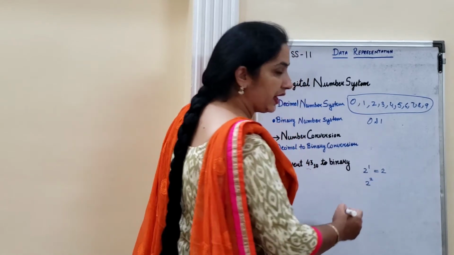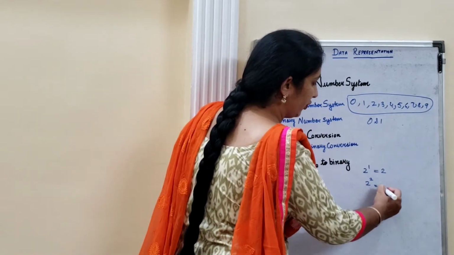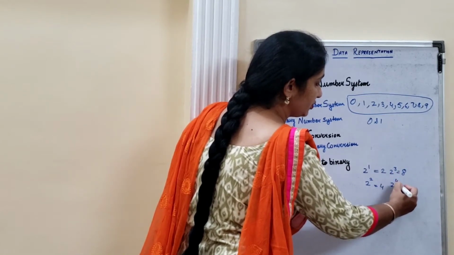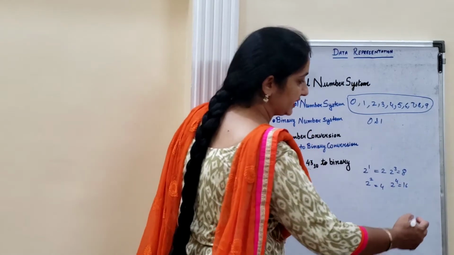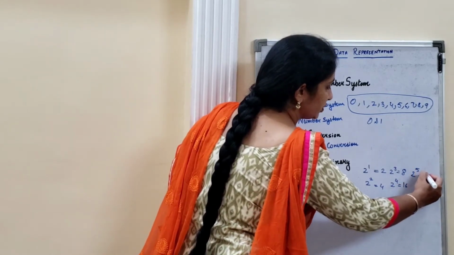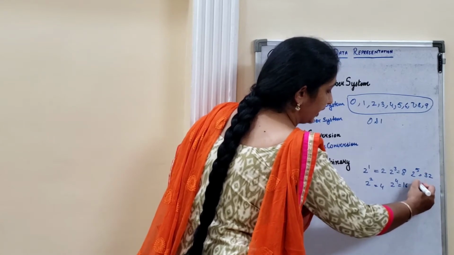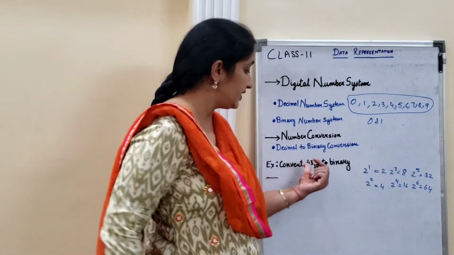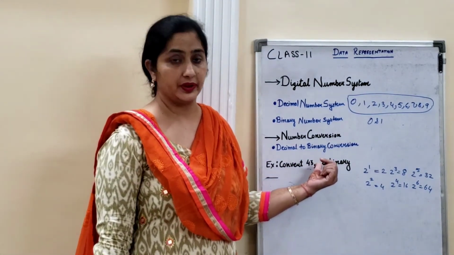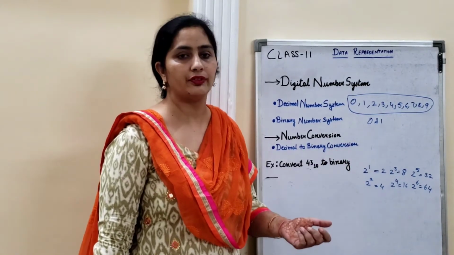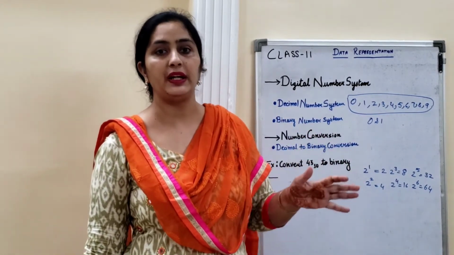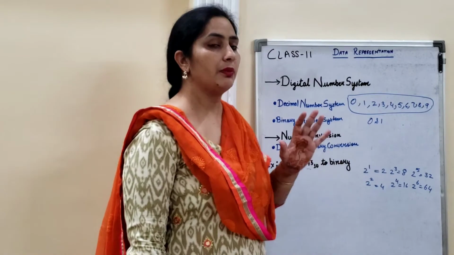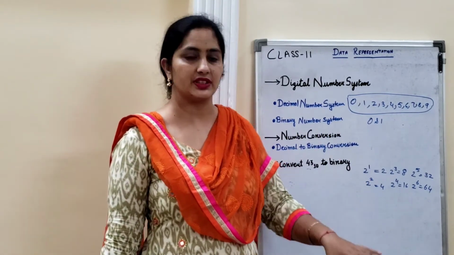If you raise it to power 2, you will get 4. 2 raised to power 3 is 8. 2 raised to power 4 is 16. 2 raised to power 5 is 32. 2 raised to power 6 is 64. Now here you can see this number is an odd number, whereas whatever power you take of 2, it will always be an even number. So you cannot have any odd number when taking powers of 2, and that is not going to make any difference in our output.